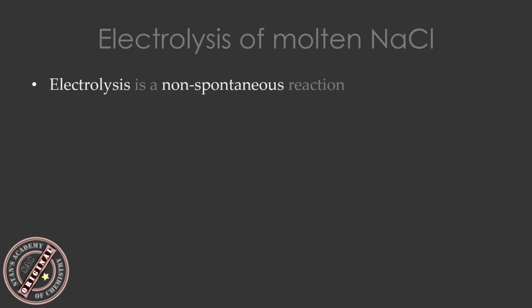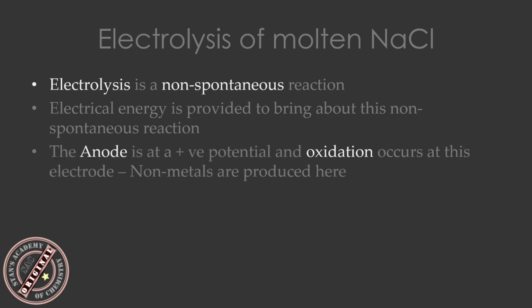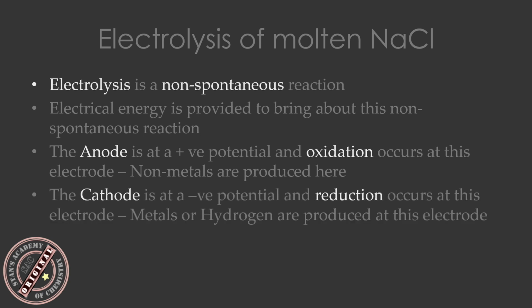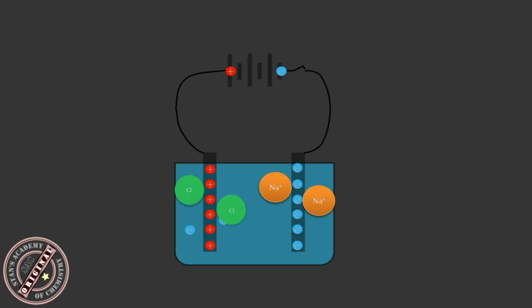The electrolysis here is a non-spontaneous reaction. Electrical energy is provided to bring about a non-spontaneous reaction. The anode is at a positive potential and oxidation occurs at this electrode. And usually non-metals are produced here. The cathode is at a negative potential and reduction occurs at this electrode. Metals and hydrogen are produced at this electrode. The electrodes used are called inert electrodes, and we are going to use platinum in this case.